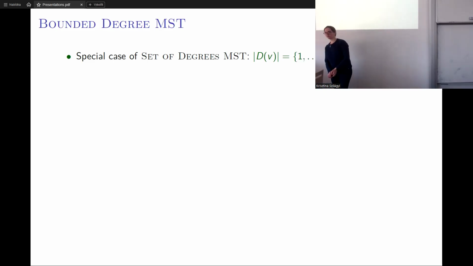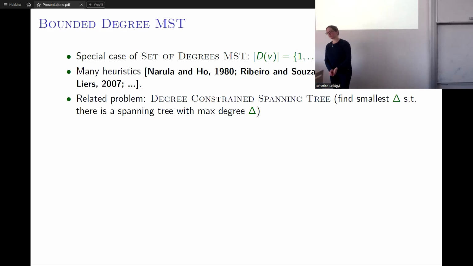And the third variant that we will discuss is another special case of set of degrees MST, where for each vertex we are given a bound on its degree, so an upper bound on the degree that it's allowed to have. This case was the most studied one, but mostly from a heuristic point of view, and there are many heuristics developed for it. And a related problem where we have a global bound on the allowed degree has also been studied.